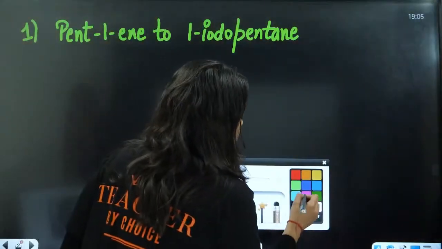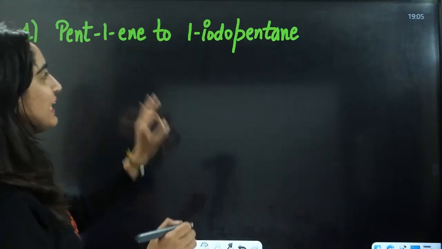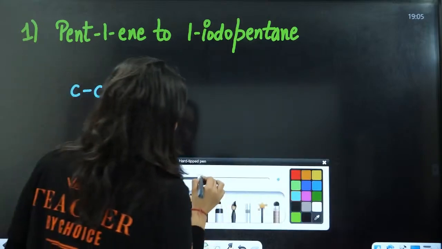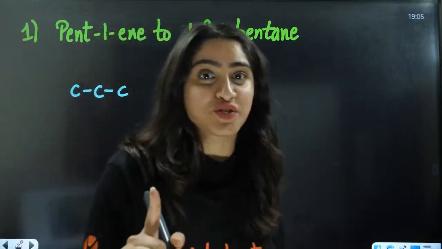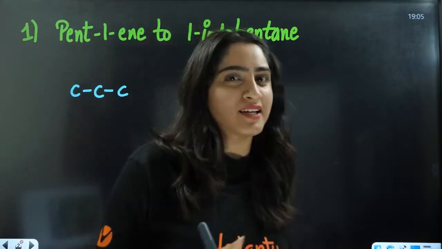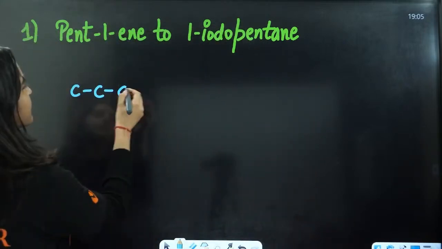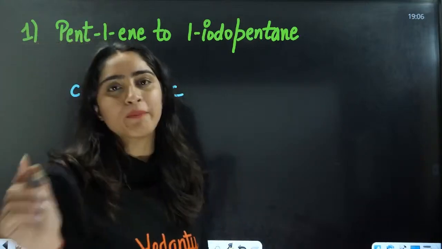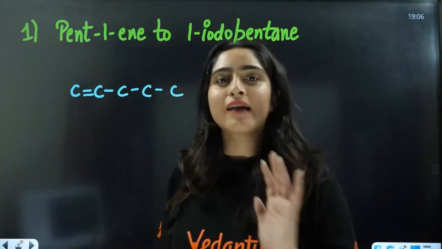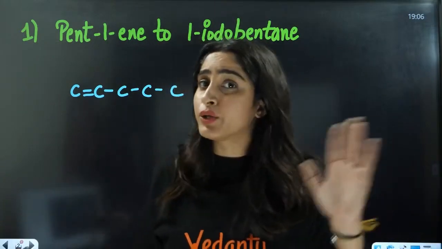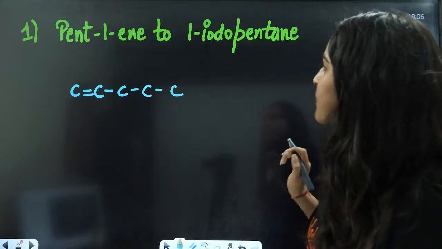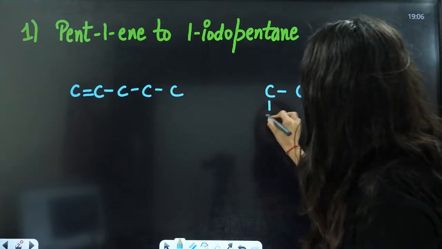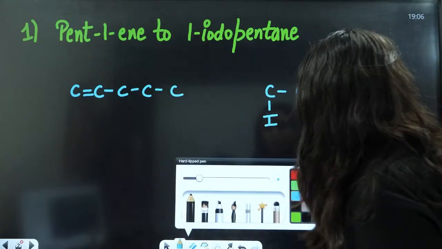The very first conversion here is pent-1-ene to 1-iodopentane. Everybody in the chat box, I want all of you to at least try to answer these questions. This is pent-1-ene, carbons 1, 2, 3, 4, 5, with the double bond at the first position. I'm not writing any hydrogens; you can write them by completing the tetravalency of carbon. And this is 1-iodopentane. So how are we going to do this?